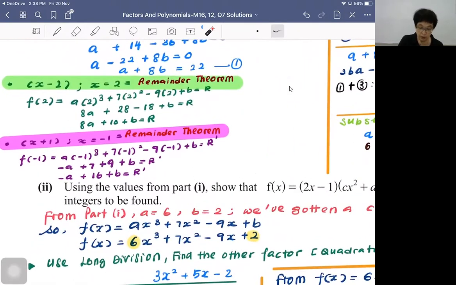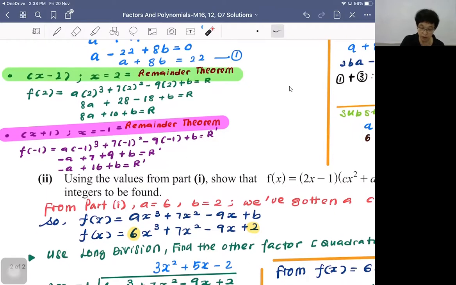We have already drawn out x equals negative 1, so we substitute accordingly. And as we have done previously, we get negative a plus 7 plus 9 plus b equals another remainder, which I put in as R prime, just to differentiate the two remainders. Therefore, upon simplification of the whole thing, we get negative a plus 16 plus b equals R prime.